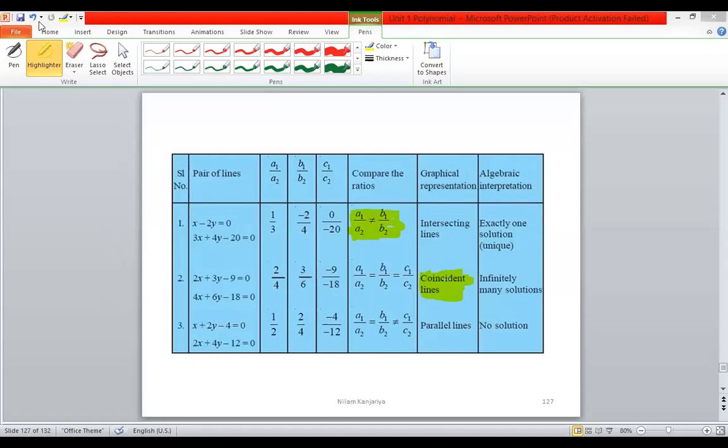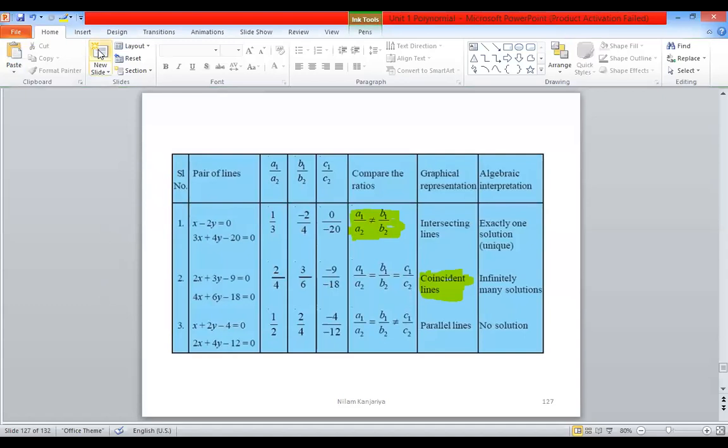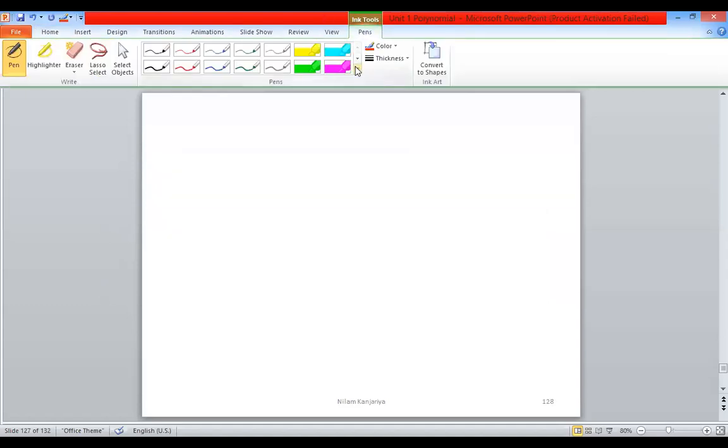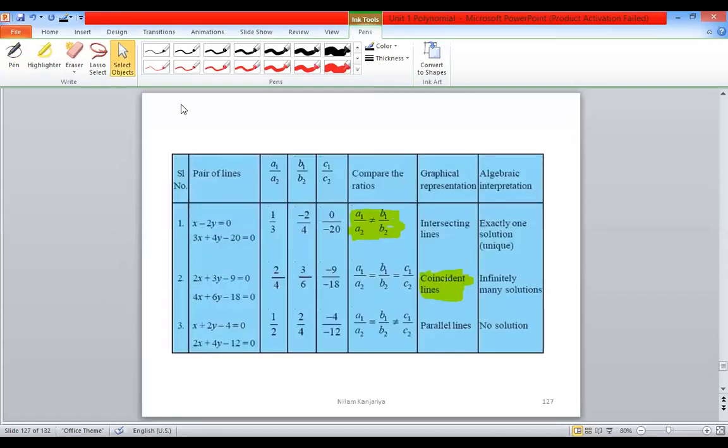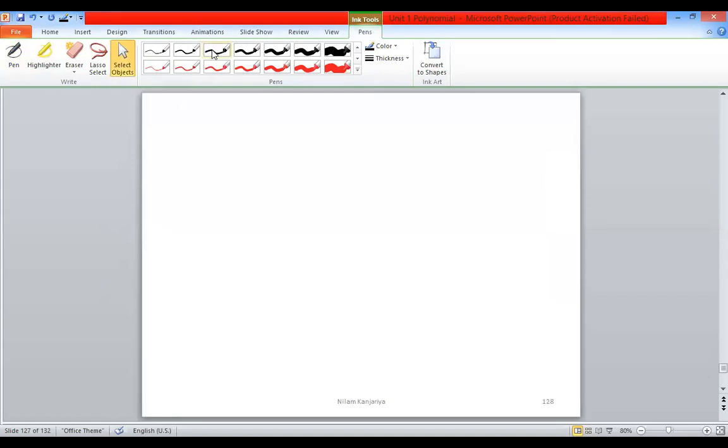Don't worry, I'm writing again to make your question very easy. So first of all, look here. You have two equations in this way. This is A1 x plus B1 y plus C1 is equal to 0. The second equation is A2 x plus B2 y plus C2 is equal to 0.